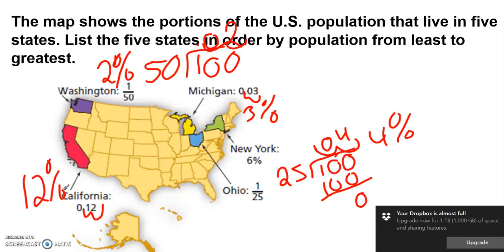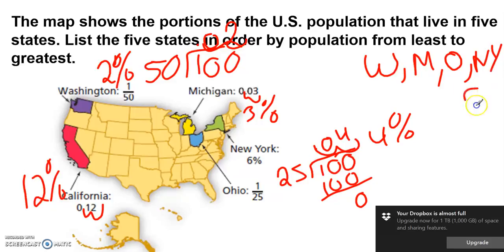Okay, so list the 5 states in order from least to greatest. So least is going to be Washington with our 2%. So I'm just going to say W. Then we have Michigan, M. Then we have Ohio with the 4%. And then we have New York with the 6%. And California with the highest of 12%. So let me see if I got everything. We have Washington, we have Michigan, the 4% here, the 6% here, and then the 12% there.